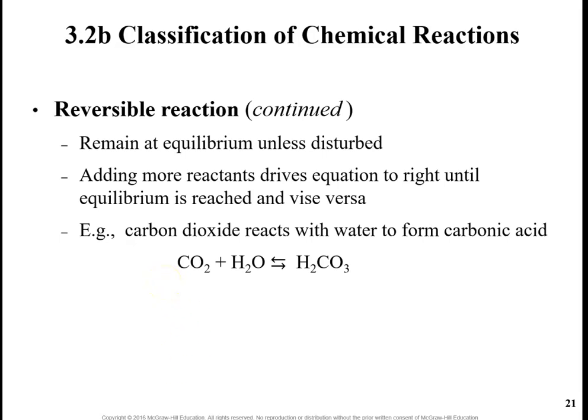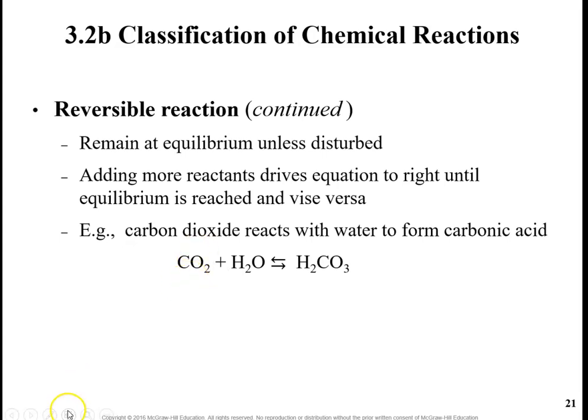Reversible reactions will remain at equilibrium until they're disturbed by something. So if you add more reactants to the reaction, it will drive the equation to the right until equilibrium is reached. And vice versa. If you add more products to the equation, it'll drive the reaction to the left towards more reactants. Okay?